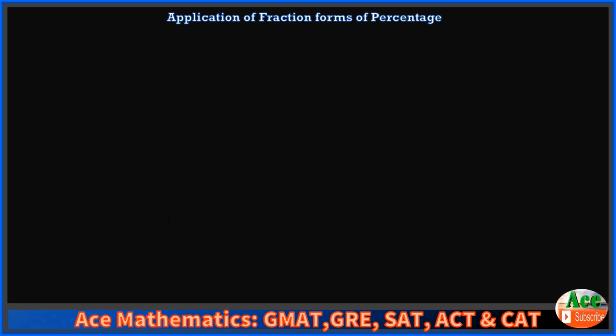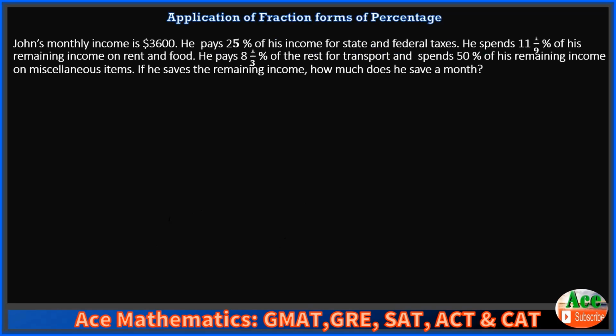Application of fraction forms of percentage. John's monthly income is $3,600. He pays 25% of his income for state and federal taxes. He spends 11 and 1/9% of his remaining income on rent and food. He pays 8 and 1/3% of the rest on transport and spends 50% of his remaining income on miscellaneous items. If he saves the remaining income, how much does he save a month?